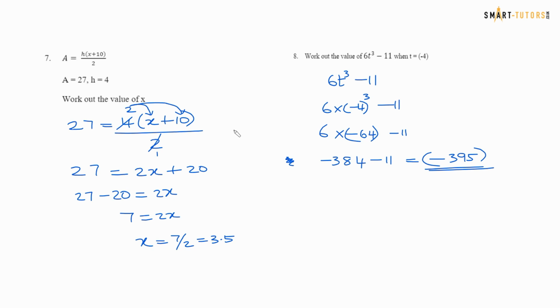I'm considering all these questions are appearing on the non-calculator paper. If you have the calculator, it's a matter of pressing the buttons. So I'm trying to work out the non-calculator method. So minus 4 cubed means minus 4 times minus 4 times minus 4. Minus times minus is plus, plus times minus is minus. 4 times 4 is 16, 16 times 4 is 64. That is the answer here. Then 6 times 64 is 384, minus 11 is minus 395.